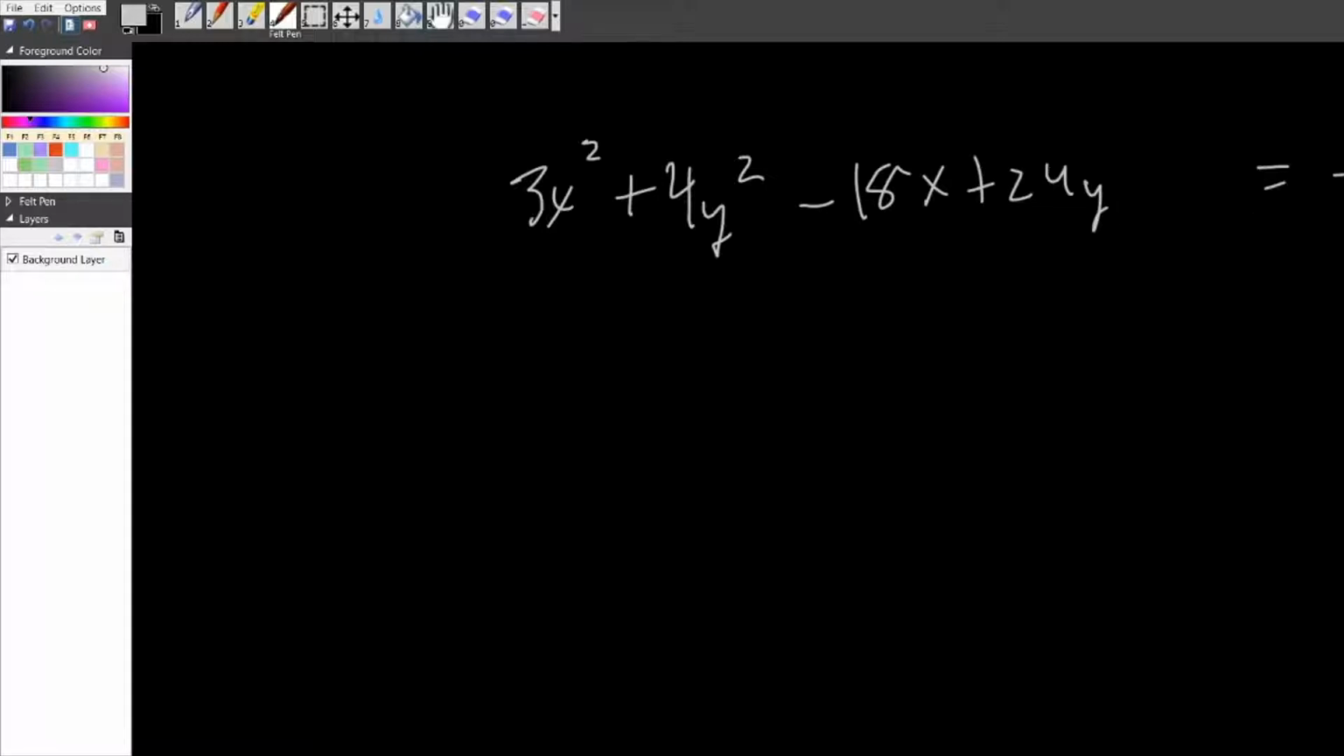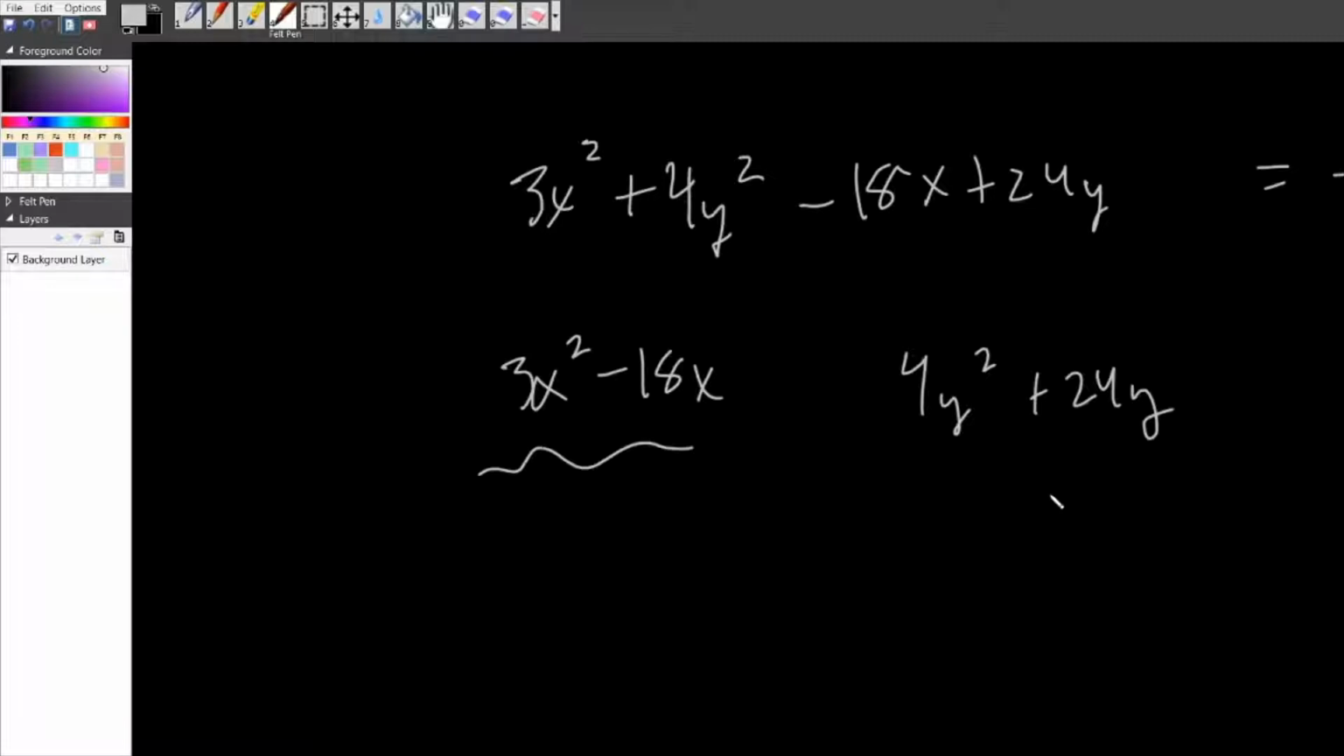This is something we kind of rushed through in the lecture, so I don't blame you. 3x squared plus 4y squared minus 18x plus 24y equals negative 3. I'm going to go ahead and move the 3 over. So we want to get our x's together, 3x squared minus 18x, and we want to get our y's together, 4y squared plus 24y equals negative 3.